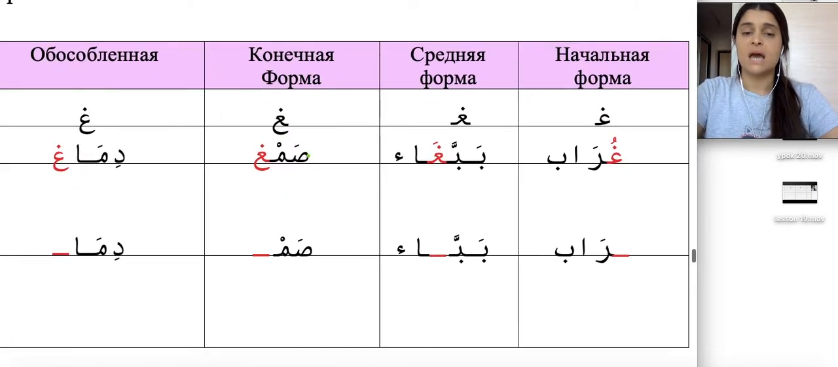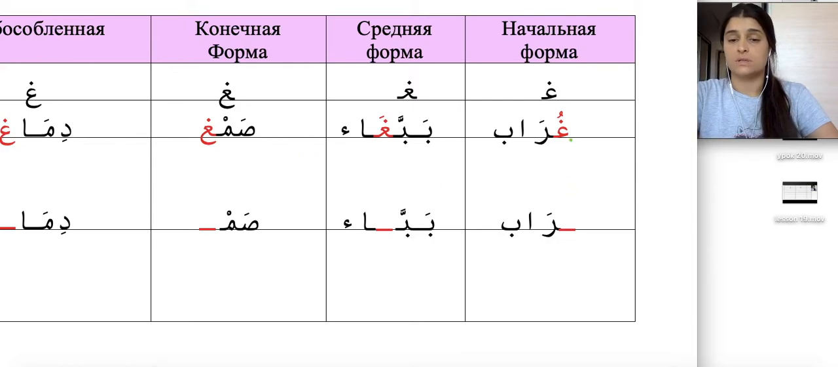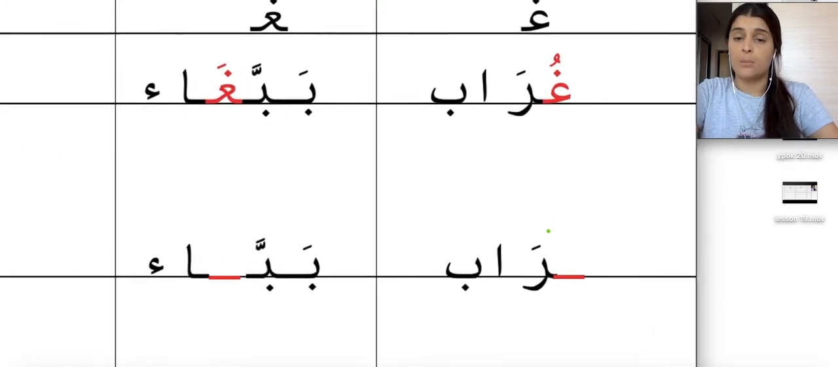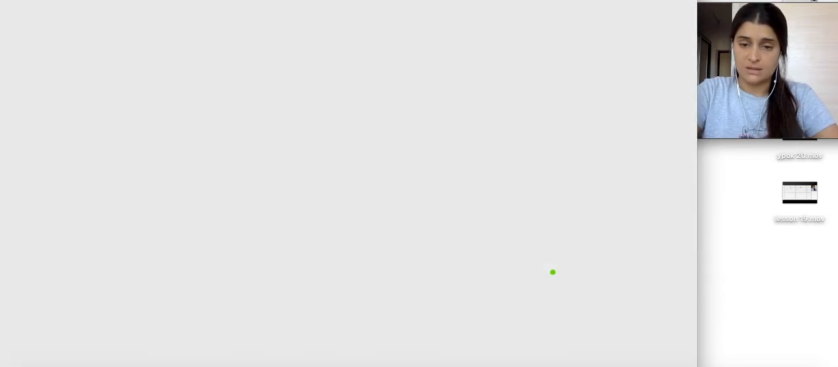And now let's see how letter Ghain looks in words. This is letter Ghain in the beginning of the word, and we have Ghurab. Ghurab means raven. This is letter Ghain in the beginning of the word. It has a dot above it, and now let's write this word together. Letter Ghain in the beginning of the word, in the word Ghurab.